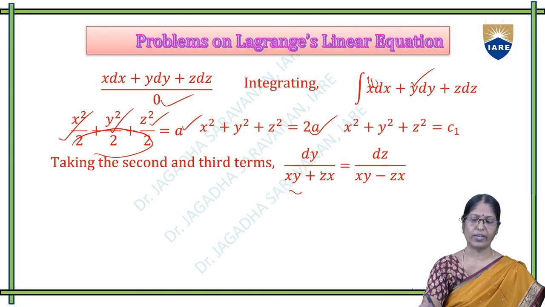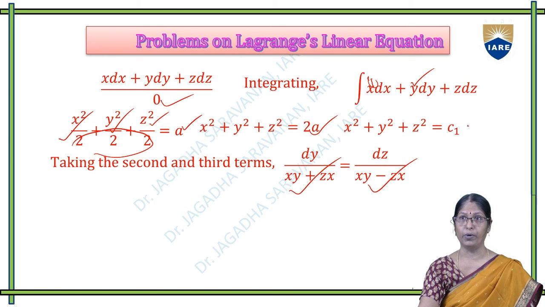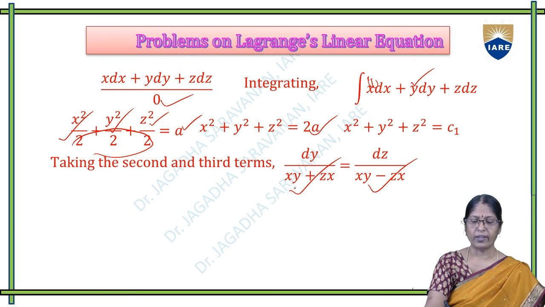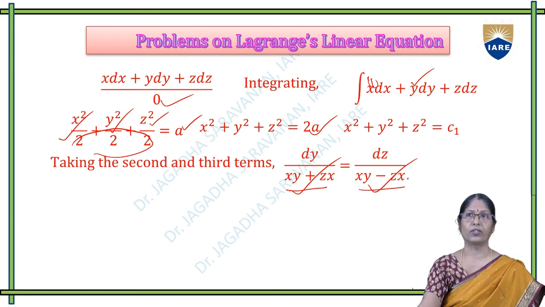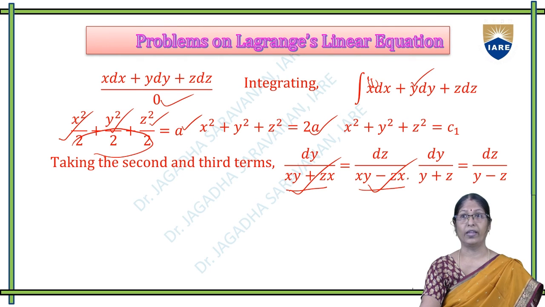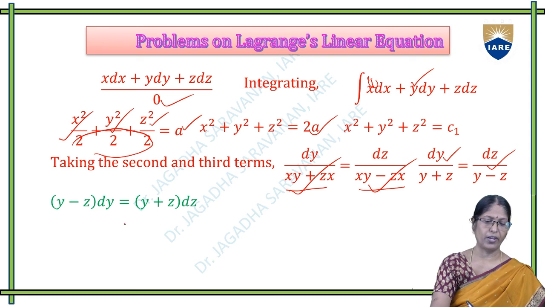That is, this is our second member, here our third member. So when we are comparing the second and third member, the term x is common, here also x is common, so that they are getting cancelled. After cancelling the common variable x, we obtained dy by y plus z, which is equal to dz by y minus z. Now we will do the integration.